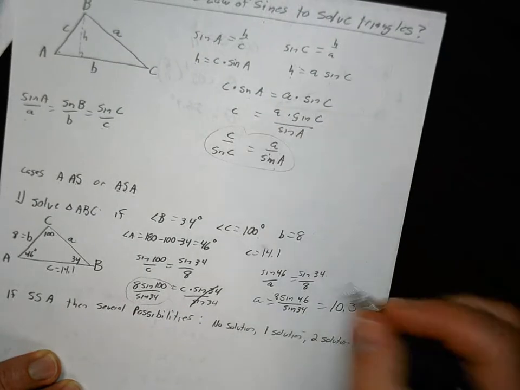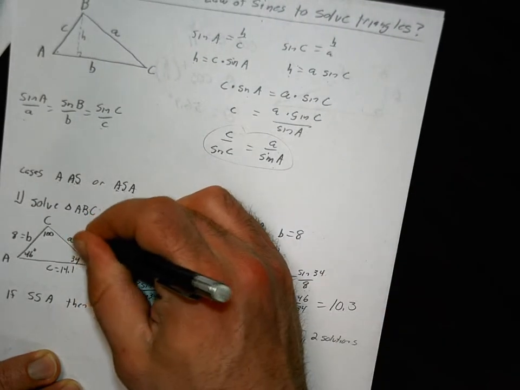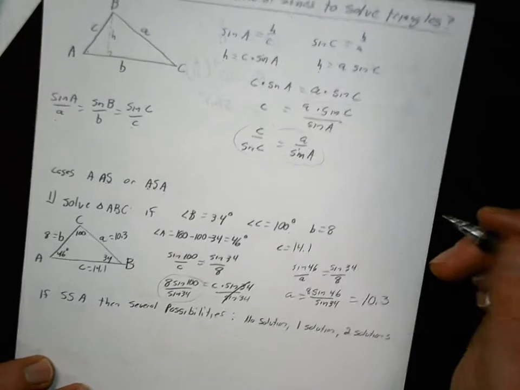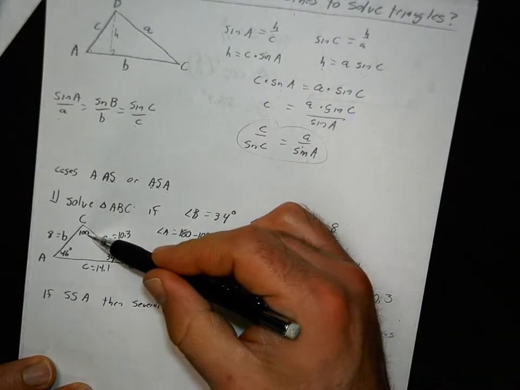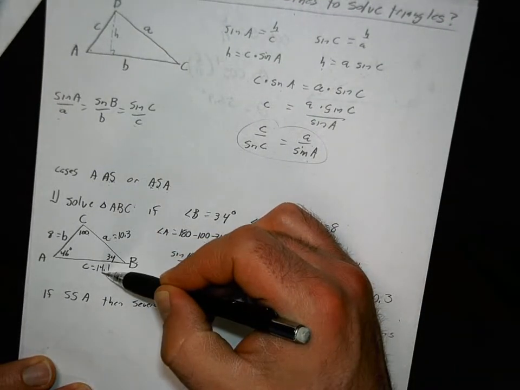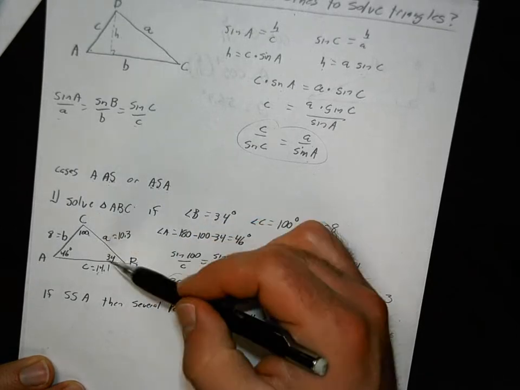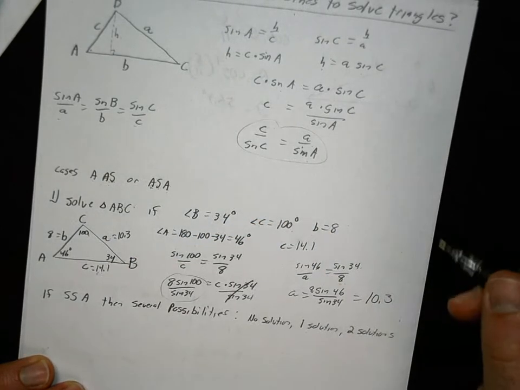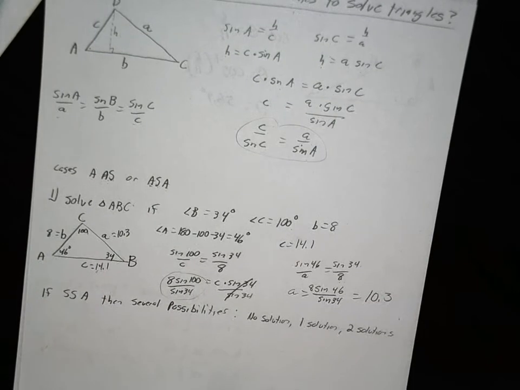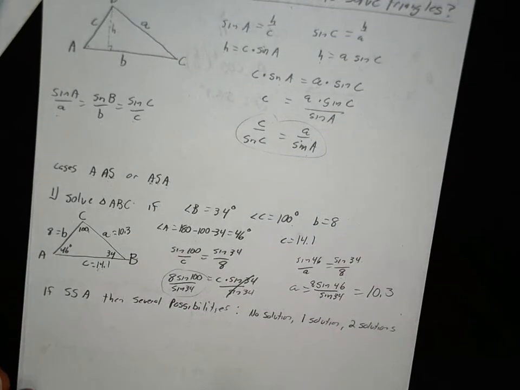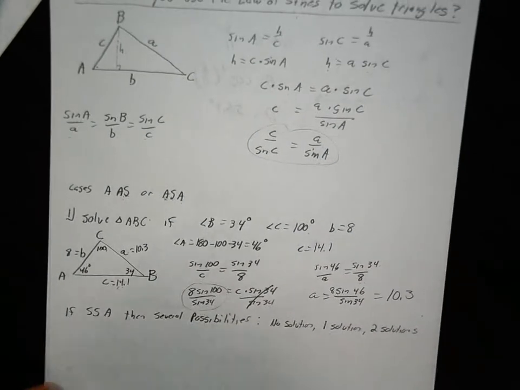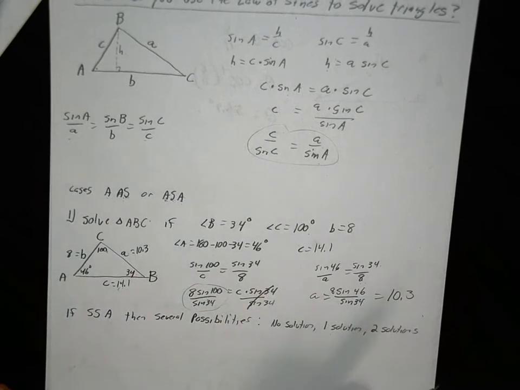Okay, so that's A. Now it's important that you go back and look at your triangle. Does it make sense? The biggest angle and the biggest side should be opposite each other. The smallest angle and the smallest side should be opposite each other. So we're in good shape there. Okay, so we can directly use the law of sines if we have two angles that we know for sure.